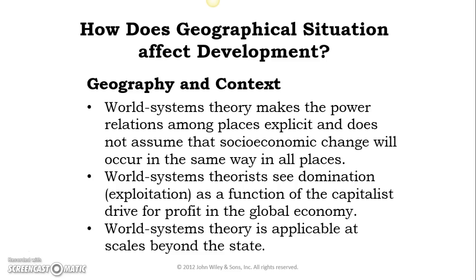So, last slide here. World systems theory, the whole goal is to make explicit the power relations amongst places, and it doesn't assume, unlike Rostow, that everybody goes through the same phases in the same order. This doesn't assume people are going to follow the same steps. Okay, it doesn't assume that people are going to develop in the same order, or even that people are going to develop at all. It's just saying, here's what it is. Okay, these people are powerful, these people are not powerful, these people kind of have a little power, and here's some of why.